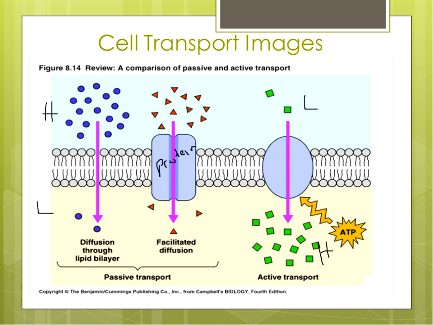And that help is our energy unit, called ATP. ATP helps us do everything in terms of energy. So there's your cell transport images. Diffusion, particles go from high to low concentration. Facilitated diffusion, same thing, with the help of a protein. And then active transport is where it goes low to high concentration with help of ATP.